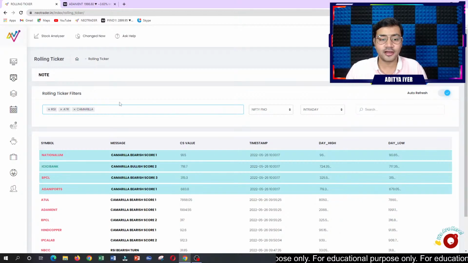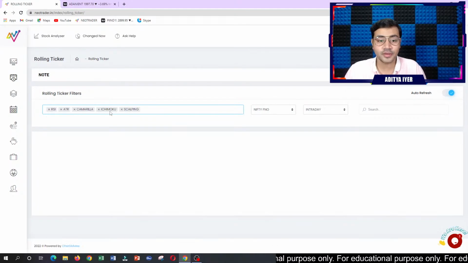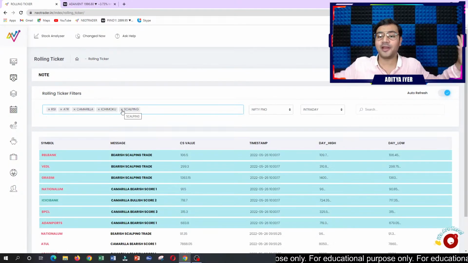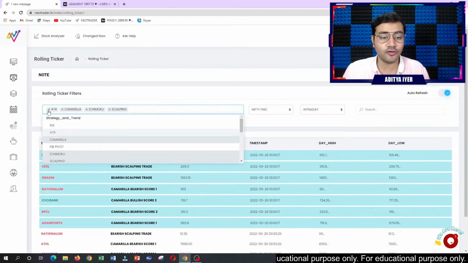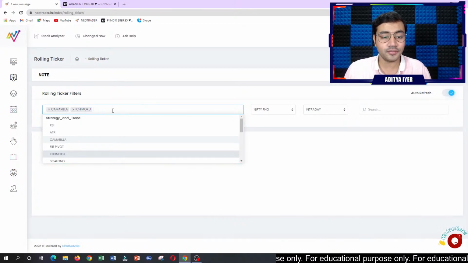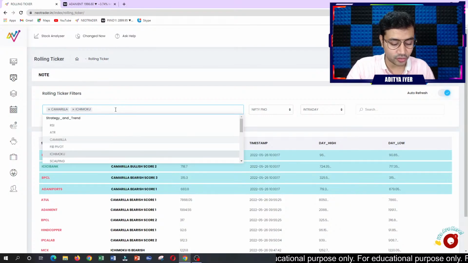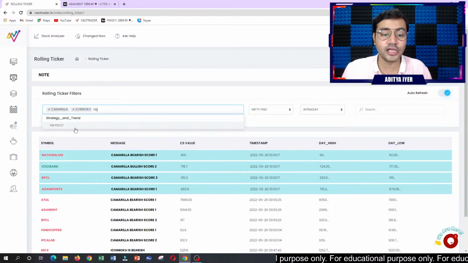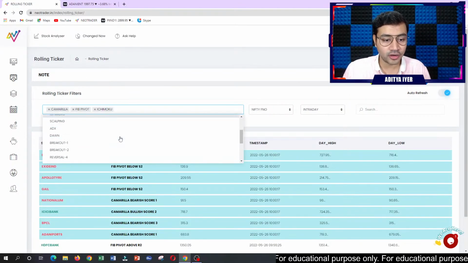I'm now going to show you this new feature called rolling ticker. And here it is. What is this feature? It is an alert system which will alert you on everything that is happening in NeoTrader. You can go up and choose the sort of pages you want. I have kept Camarilla on, I have kept Ichimoku on, and I will keep Fibonacci on. I'm choosing randomly; you can choose any. You can choose all pages of NeoTrader here.